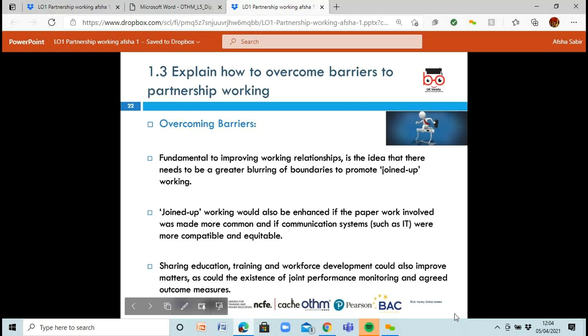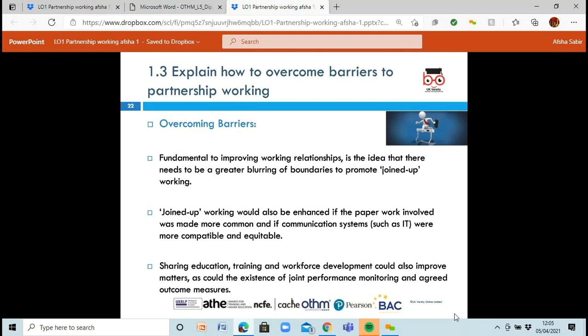So the fundamental part of improving your working relationships is to make sure that you've got joined up working. So blur your boundaries, work together. Joined up working can also be enhanced within your paperwork. So share your communication systems. You might want to have shared online systems, or access to certain things, or even if it's paperwork, make sure you're keeping it updated so everyone knows exactly what's going on.